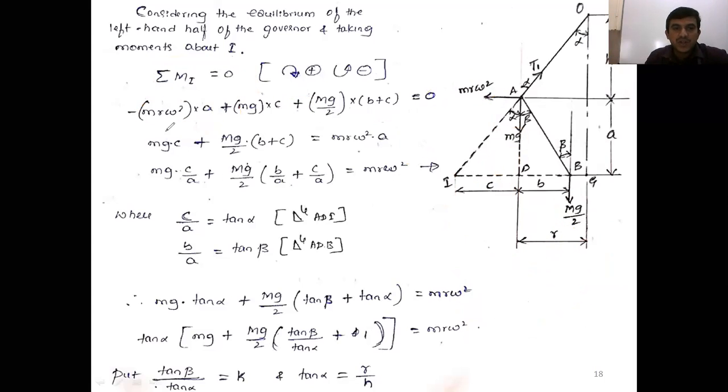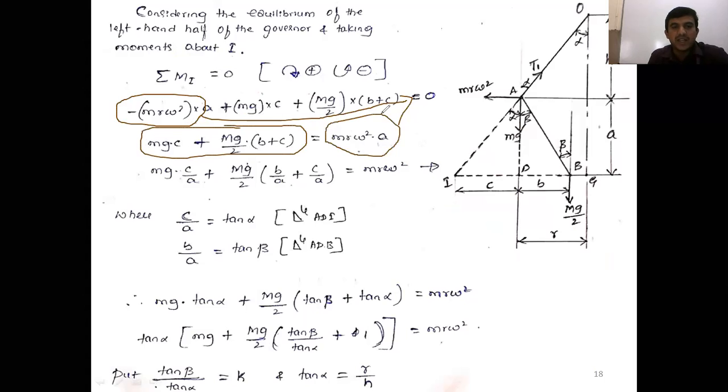Once this equals 0, send this equation to the right side. Now what are the remaining terms? We'll get mg into c plus mg by 2 into b plus c, that is equal to mr omega square into a.